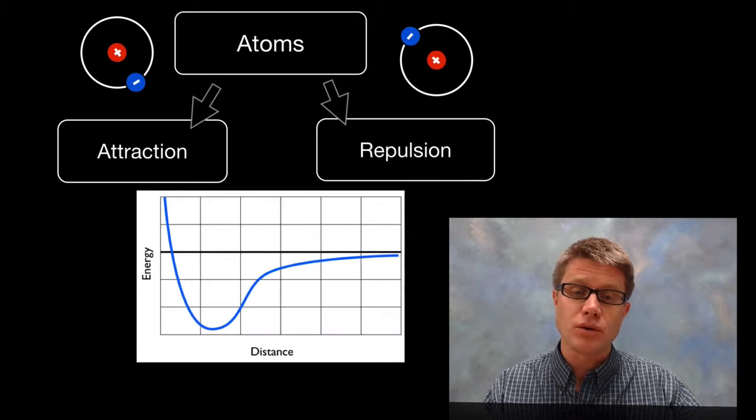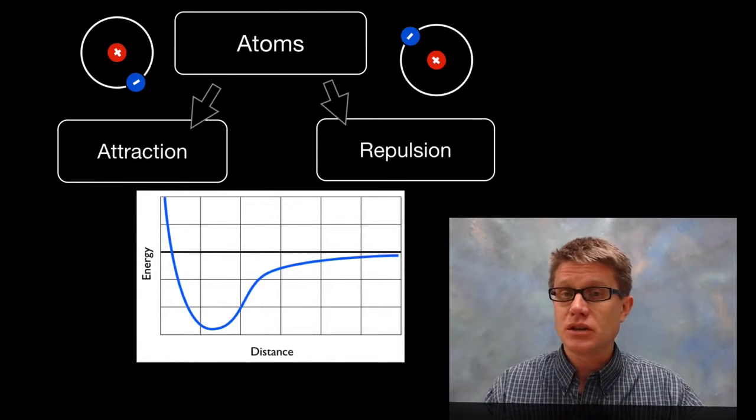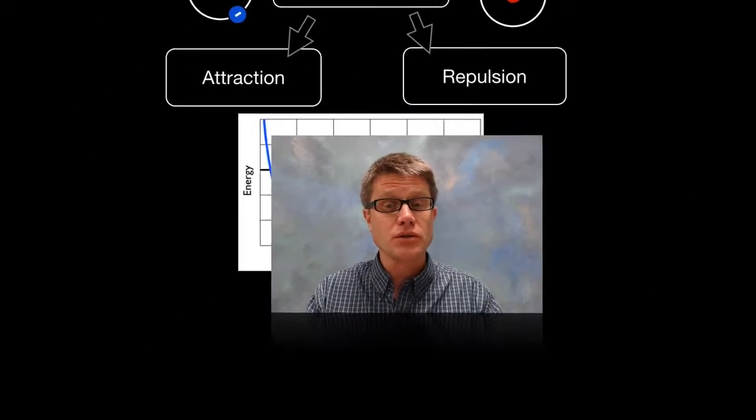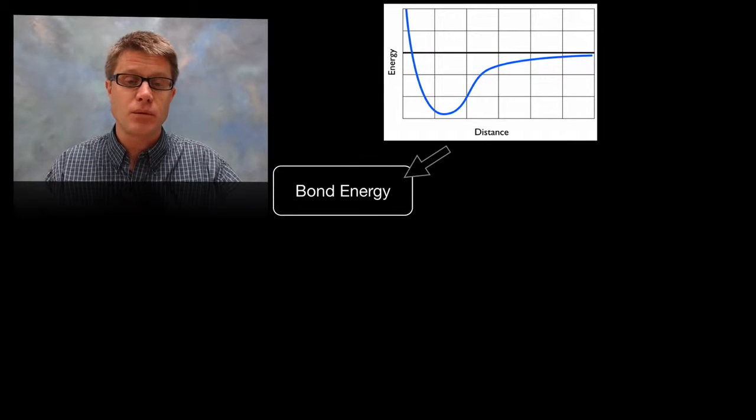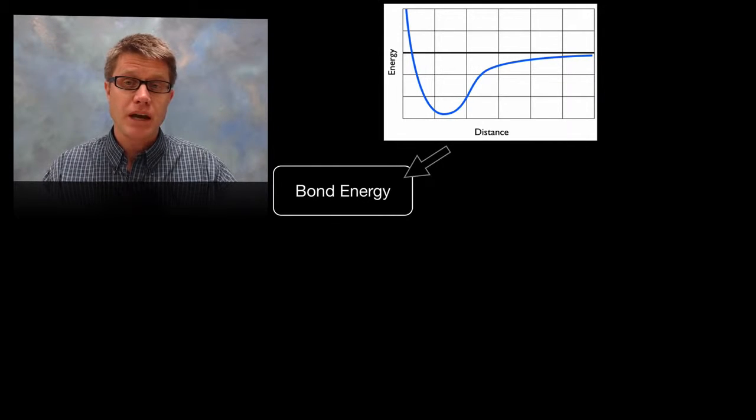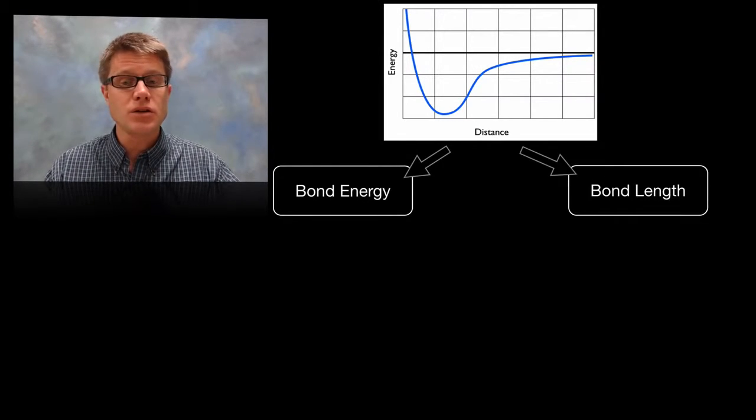And we can measure these forces just using an energy-distance graph, where we've got the energy that's pulling those or pushing those apart, and then how far they are physically separated. And using a graph like that, we're able to determine the bond energy, the energy holding them together, and also measure the bond length, how far those atoms are going to be apart.